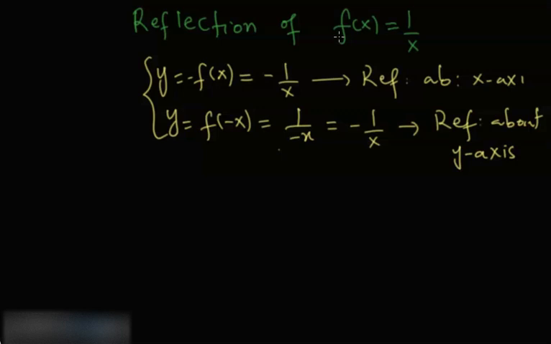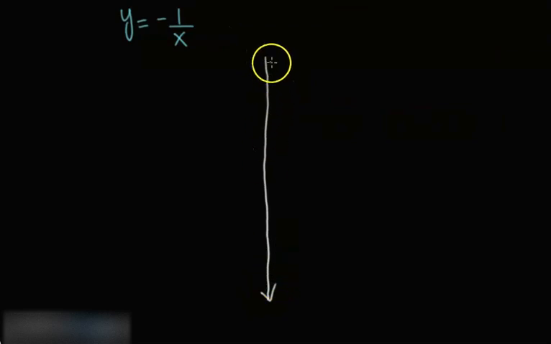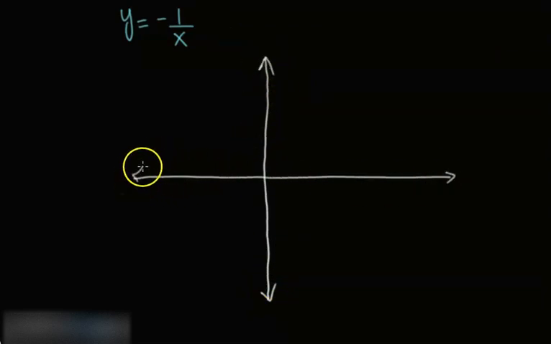You will at least plot this 1 by x. Maybe we can see some versions in the next videos, but for the moment, if you are going to plot this function, which is y equal to minus 1 over x, then you just need to reflect your reciprocal function about x-axis or y-axis. In both cases you will get your desired result.